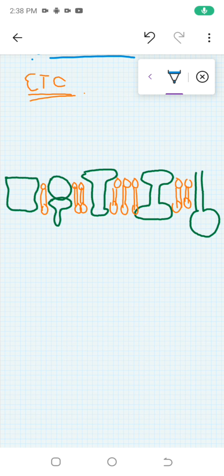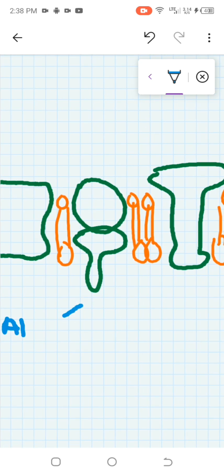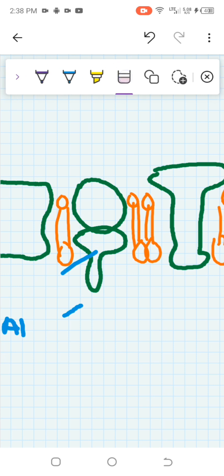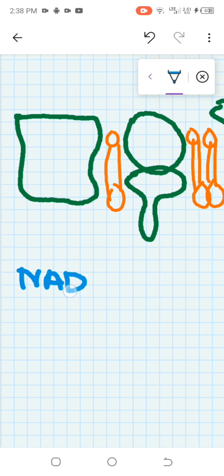This is the rough diagram of the electron transport chain that I have drawn. Here I'm going to explain each and every point. First of all, here we have NADH, which is oxidized by the NADH dehydrogenase into NAD plus. Here we have oxidation.